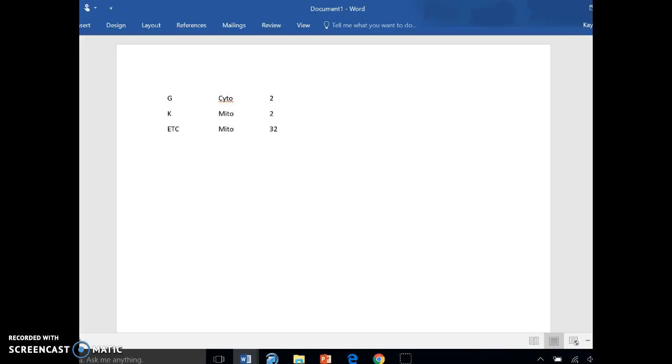Okay, you can write this down if you want to. Again, it is very helpful. It goes G to the K to the ETC, cytomito 2232, which the last part doesn't really rhyme, which is kind of silly, but the first part does. So basically, it helps us with the steps. Glycolysis is in the cytoplasm with 2 ATP. Then you have Krebs in the mitochondria with 2, ETC in the mitochondria with 32. So again, it goes G to the K to the ETC, cytomito 2232.